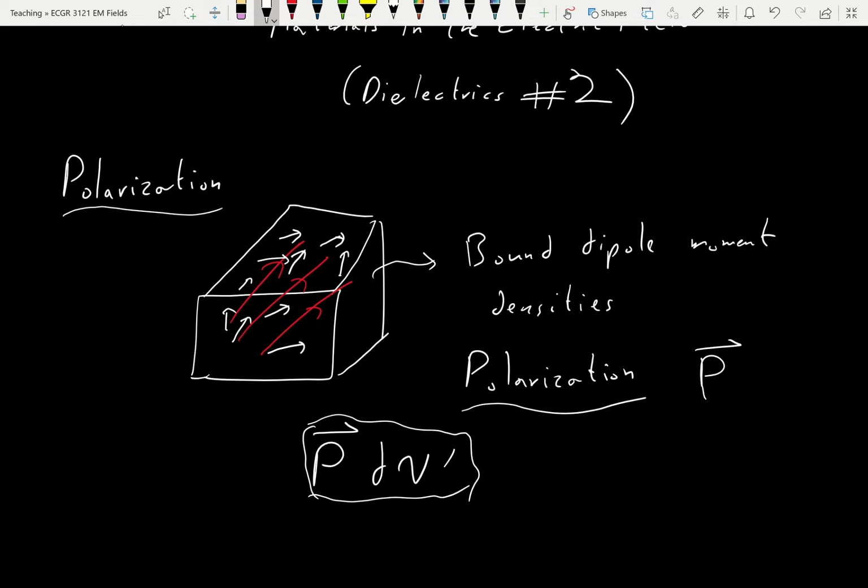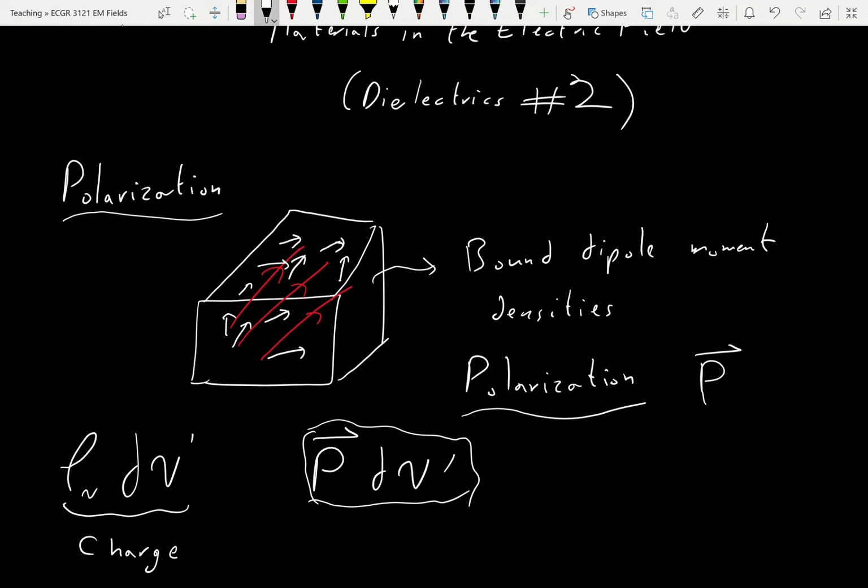In the same manner where if I take a charge density and I multiply it by a volume element, I get a charge. So I take a charge density, multiply it by a volume element, I get a charge, volume charge density of course. I take a polarization vector, multiply it by a volume element, I get a dipole moment. This is something like a positive charge and a negative charge that are very close to each other. Some people draw it like this.